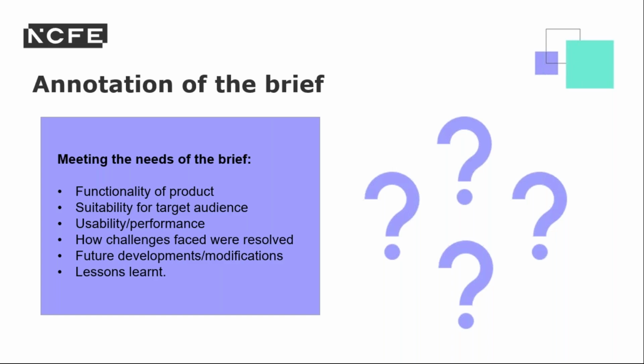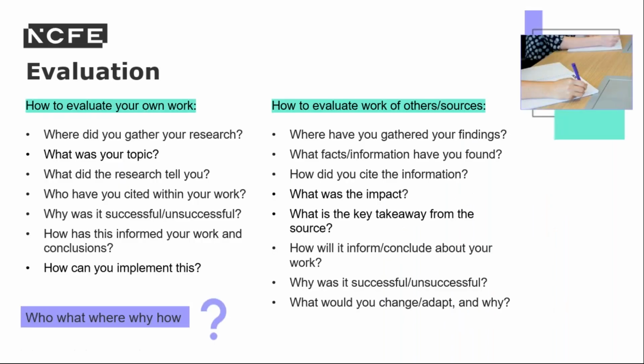Throughout the project brief, learners need to link the AOs and the content areas through the annotation. On the next slide, we will look at ways to break this down for your learners. Here is a great technique to annotate and evaluate through the who, what, where, when, why, and how, breaking down how to evaluate learners' own work and the work of others.